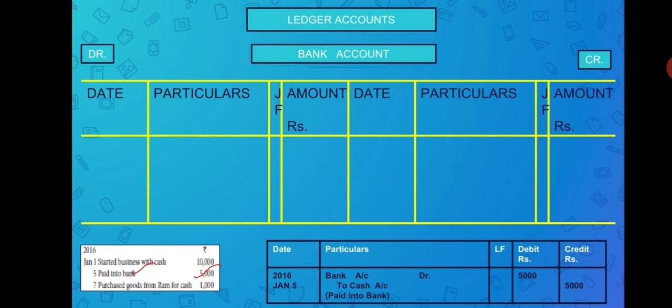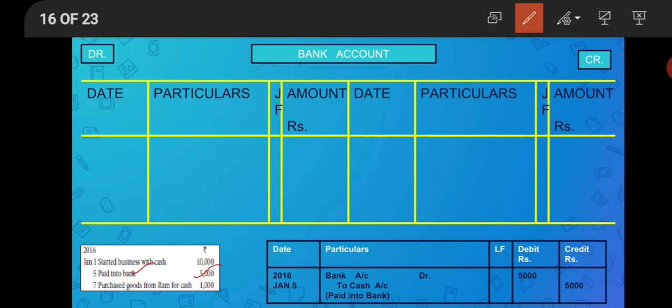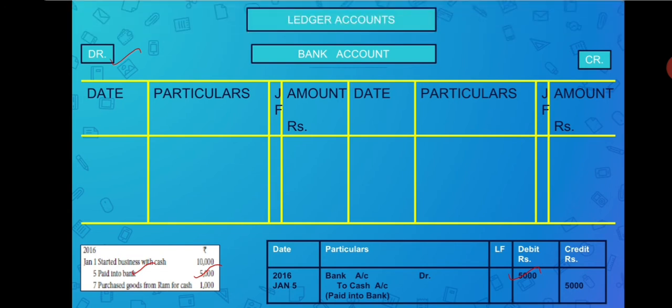Now which account are you writing? You are going to write now bank account. So bank account is debited. Keep the hand in the debit side and then you want to write the credit entry from the journal. Now you are going to start posting: year 2016, month January 5th. Since you are writing the debit side, begin with to, and then write to cash account, that is the credit entry. You want to write the amount 5,000. Now bank account posting is over.